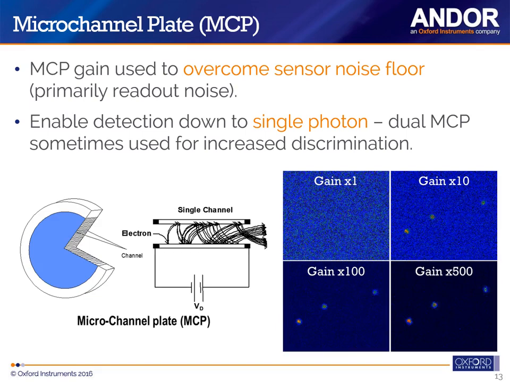Sometimes a dual MCP is used to really amplify the contribution of single photons well above the noise floor of the camera to ensure accurate detection of these single photon events.